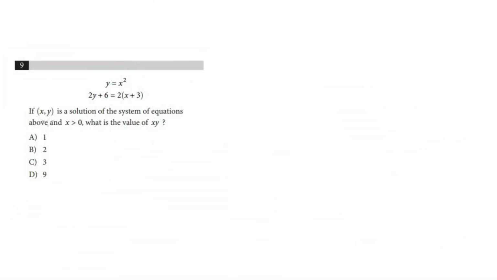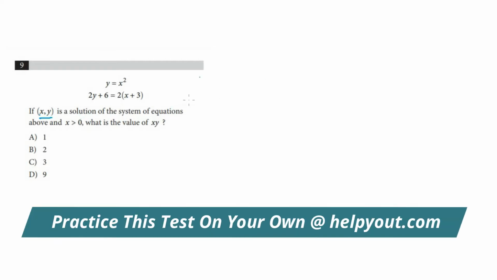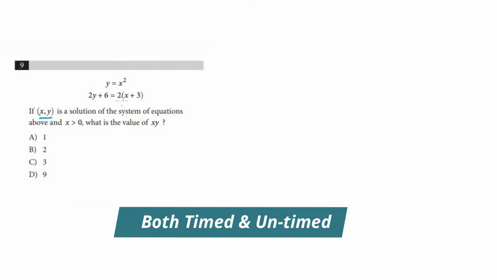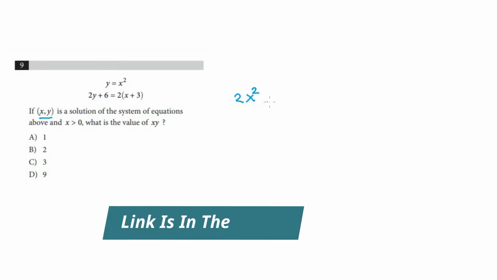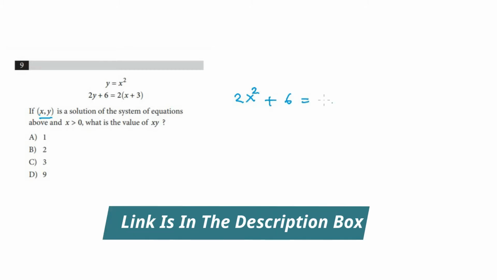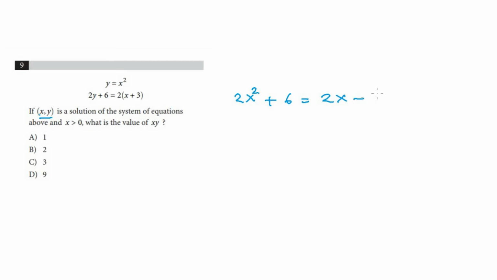For this problem, given that (x, y) is a solution of this system, let's first solve this system. For that we can plug y equals x square in the second equation. So it will become 2 times x square plus 6 equals 2x plus 6. I have already distributed this 2 here. From both sides we can cancel 6. So we get 2x square equals 2x.